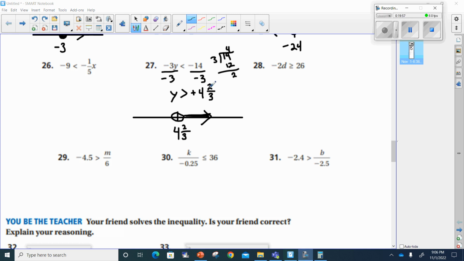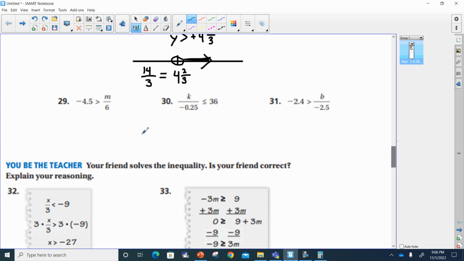And many of you are probably wondering, Mr. Meadows, can I leave it as negative 14 over 3, over negative 3? And I'm going to say no. If anything, I might allow 14 over 3. And that's because that negative divided by negative gives me positive 14 over 3. But still, for me, I'd rather you turn it back into a mixed number. All right, let's go ahead and move on to number 29.